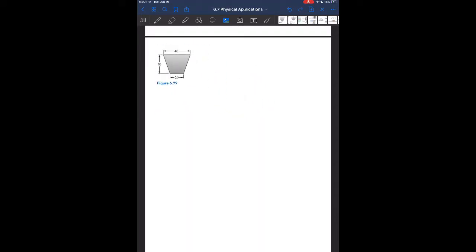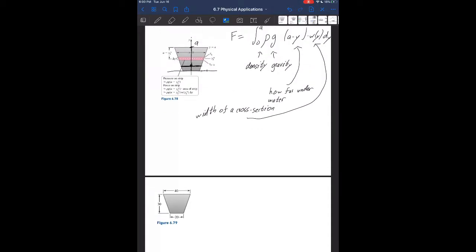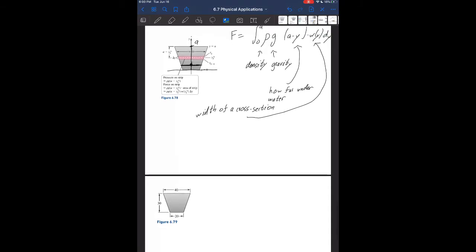Okay. So we are dealing with a trapezoidal dam, so it's skinny at the bottom, thicker at the top. That is 30 meters tall, 20 meters at the bottom, 40 meters at the top. Okay. So just going through this formula we have, we know that our A is going to be 30 because that's how tall it is. We're saying it's filled with water, so rho will still be 1,000 and G will still be 9.81.